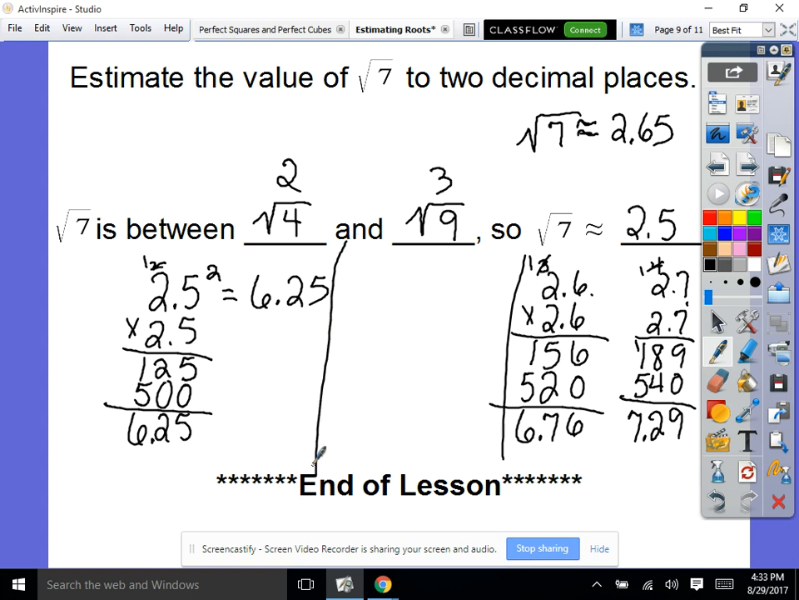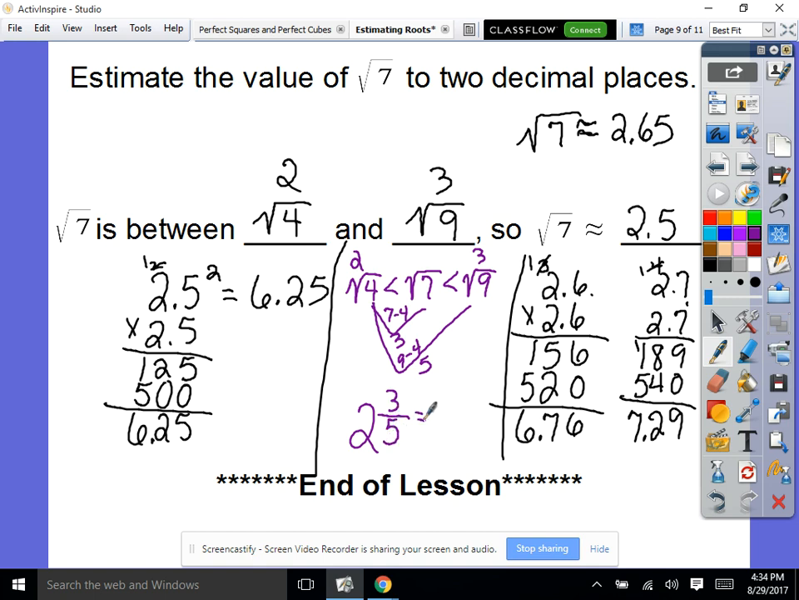I'm going to do it right here, and we'll do it in a different color. So we know it's between the square root of 4 and the square root of 9. Somewhere between 2 and 3. 7 minus 4 is 3. So that becomes our numerator. And 9 minus 4 is 5. That becomes our denominator. And if we change that to decimal form, that would be 2.6.